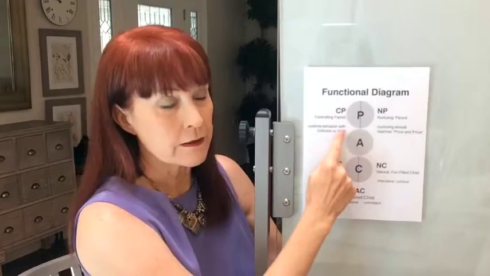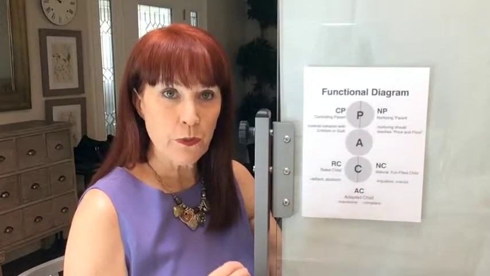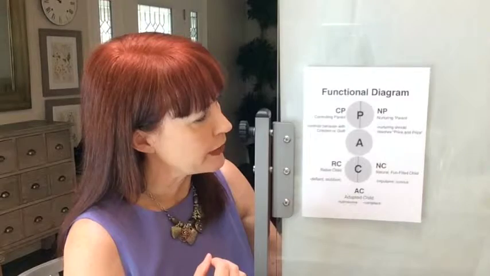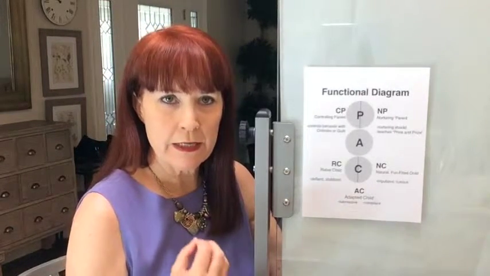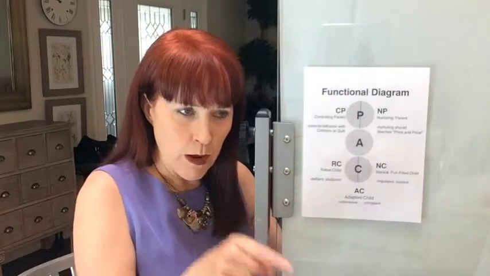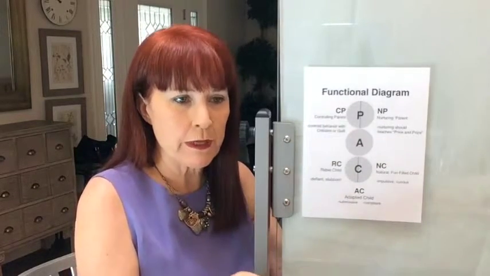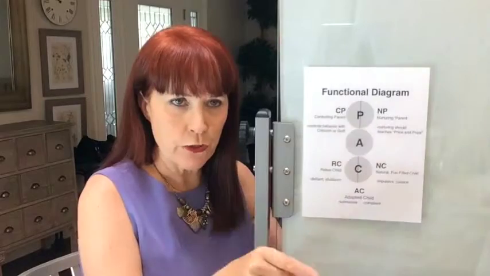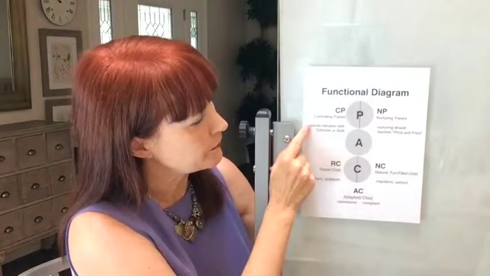On the other hand, the CP, or controlling parent, uses shoulds as well, but they do it more for control. And there are two ways that a controlling parent operates. The first is they control with criticism and intimidation. Do it my way or else. You should do it because I'm your mom or I'm your dad. Do it. That is intimidation.